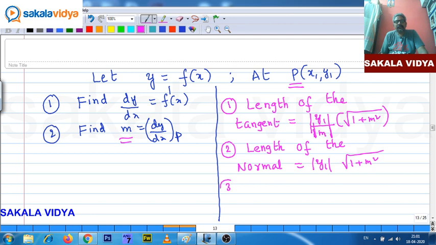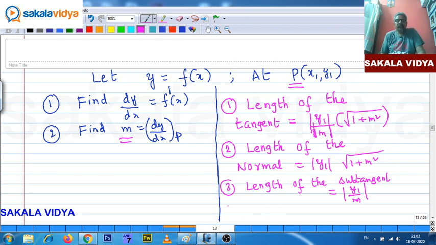Next, length of the subtangent. Length of the subtangent is equal to mod y1 by m.